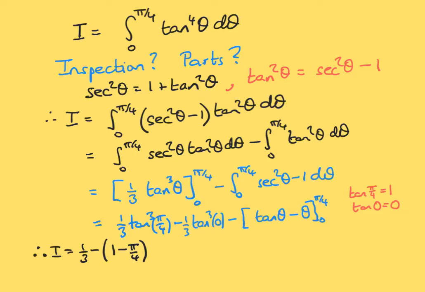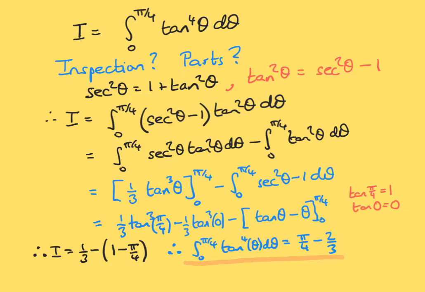So this tells us that we have 1/3 minus 1, so that's minus 2/3, and minus minus is plus pi over 4. So what we see is that the integral from 0 to pi over 4 of tangent to the power of 4 of theta with respect to theta is equal to pi over 4, and putting the positive term first, minus 2/3. And that is our result for this integral.